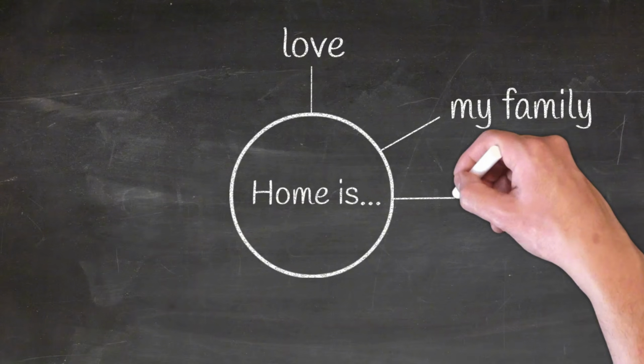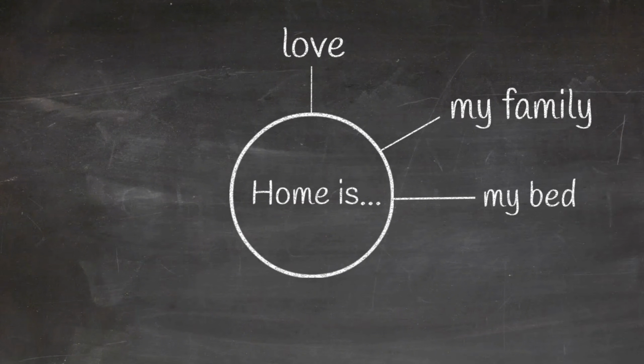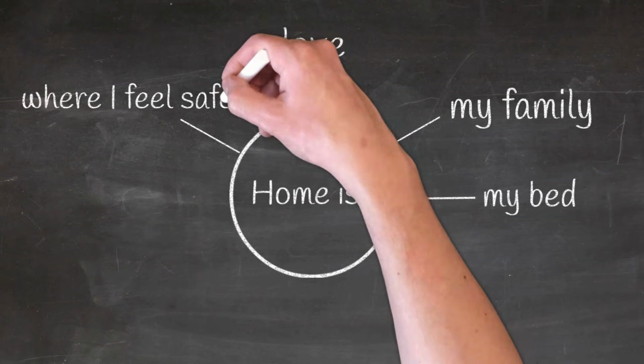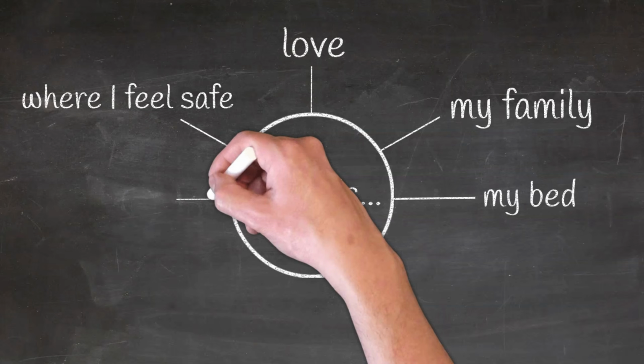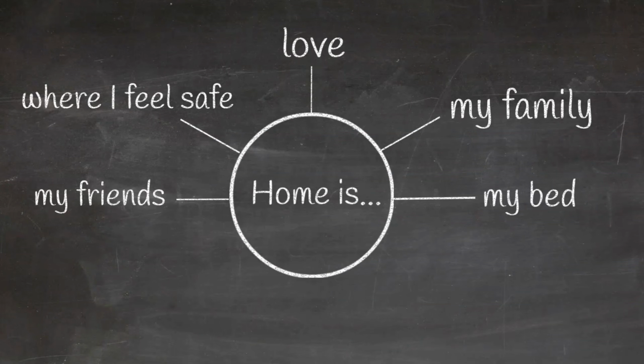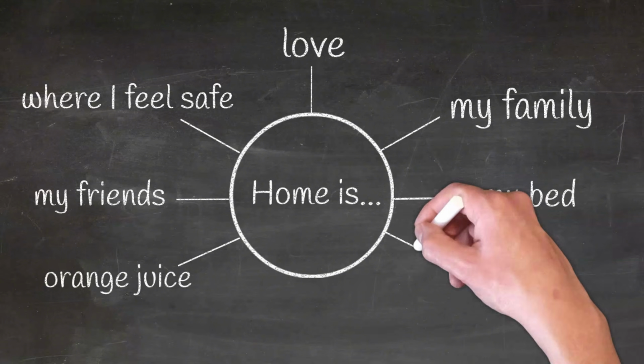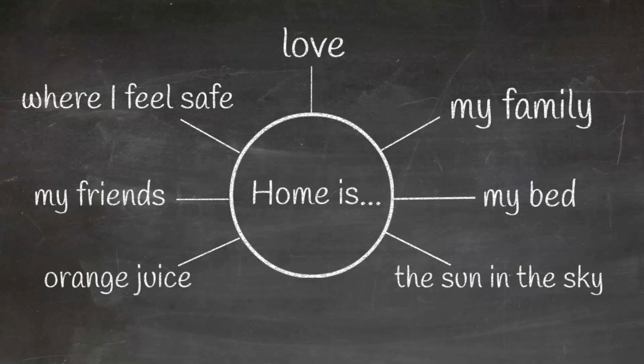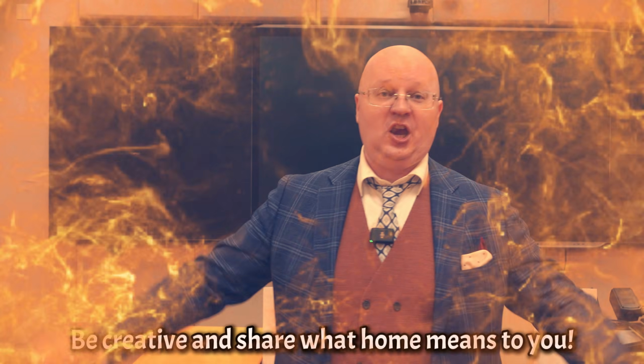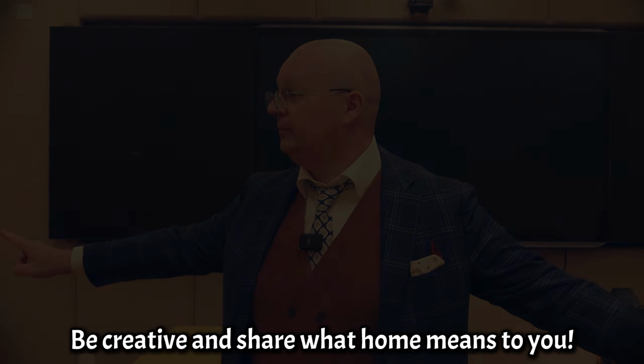You can write things like, home is love. Home is my family. Home is my bed. Home is where I feel safe. Home is my friends. Home is orange juice. Home is the sun in the sky. Be creative and share what home means to you.